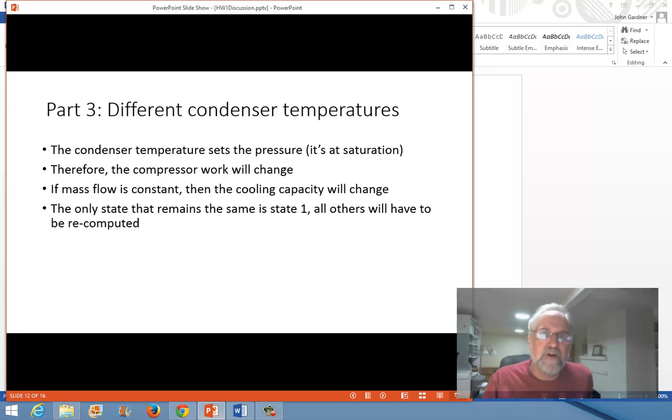The mass flow rate, the volumetric efficiency of the compressor, changes with its pressure ratio. It gets a little bit beyond what we want to do, and it gets really hard. So just assume it's constant, and we'll get useful information. It just won't be entirely accurate. But just keep in mind that as you change the condenser temperature, the only state in our table that isn't affected is state 1, which is the inlet of the compressor.